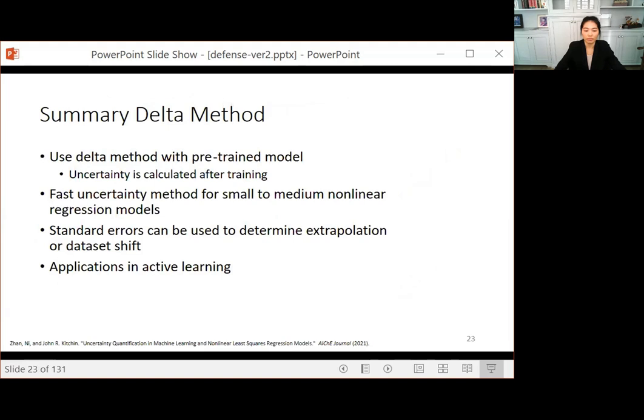So the summary of this part, we talked about the delta method, and it works well when we have a pre-trained model and we can get the uncertainty after training. And then it works well for small to medium nonlinear regression models. It's pretty fast and convenient in those cases. And we show that the standard errors can determine the extrapolation and the data set shift. And this is very, very important if we want to reliably use our machine learning potentials in MD simulation.